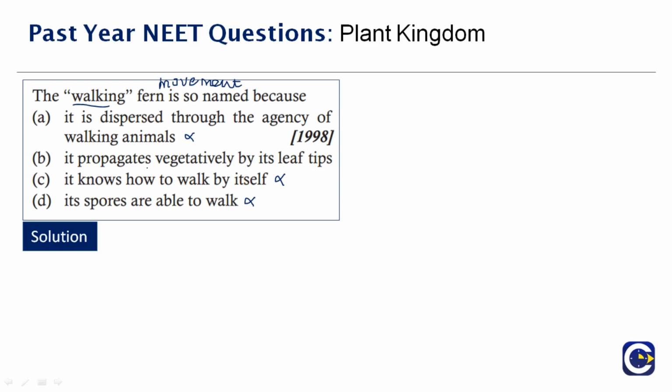Option C, it walks. It knows how to walk. No way. We haven't seen any plant or any tree walking. But they all survive. We all consider them as living organisms. So that means there is something internally happening which helps the plant survive. So here the walking fern is so named because it propagates vegetatively by its leaf tips. The correct answer to this question is option B.